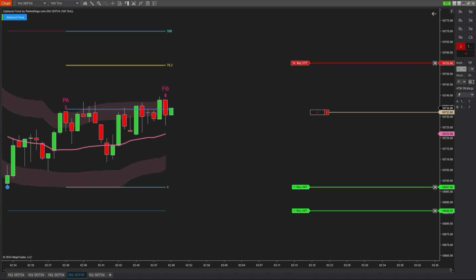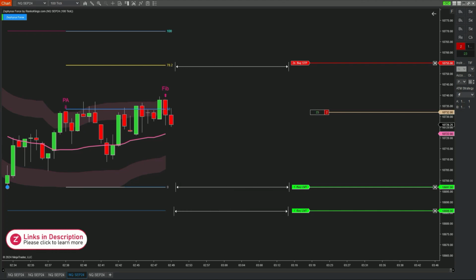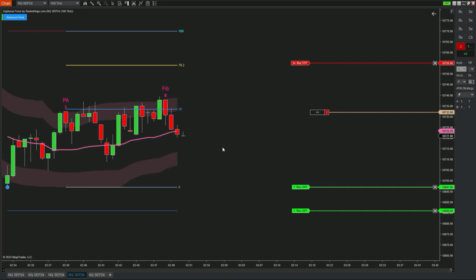Since this signal occurs right at the cloud, we'll set the stop at the 78.2 Fibonacci level. This level serves as a strong resistance, so it's a good place for the stop.